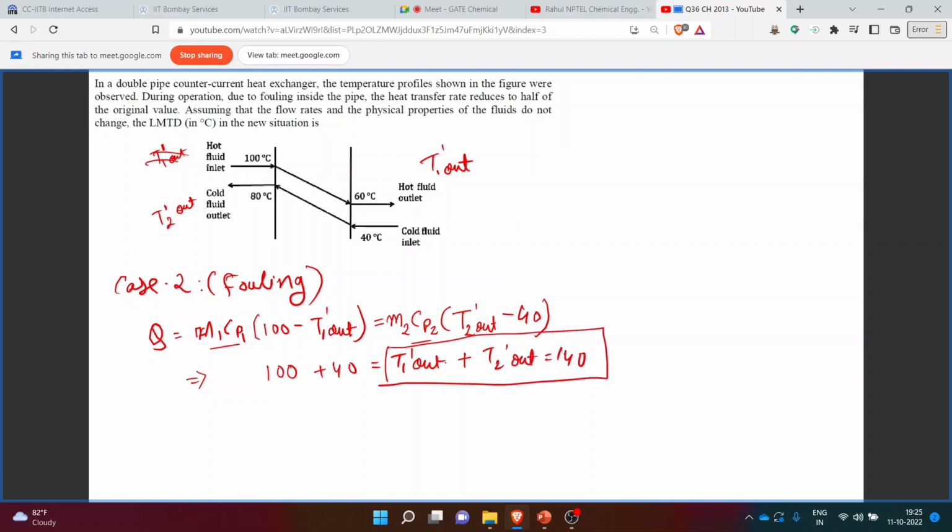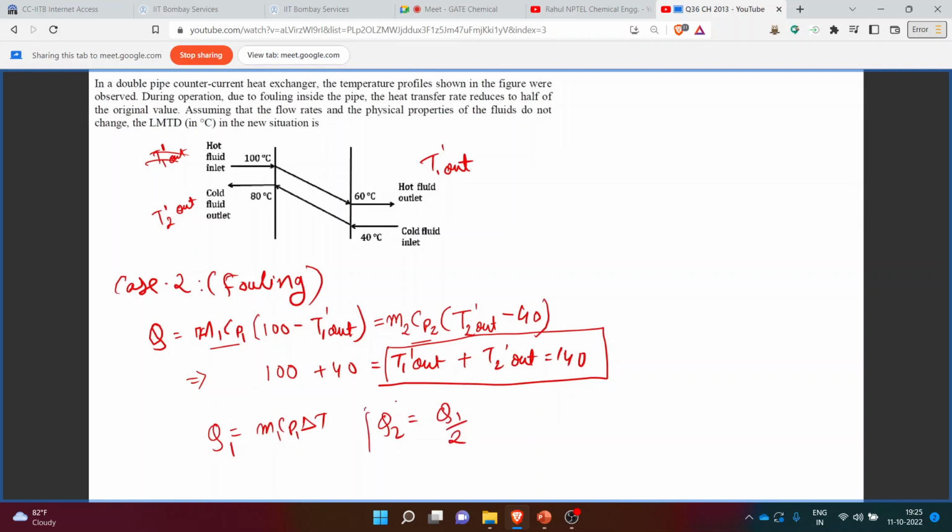Now we have to find the value of either T1 out or T2 out. So we will find the value of T1 out. From the earlier slide we can calculate the value of Q. Q will become m Cp delta T, and for the second case, that is the fouling case, we have Q2 is equal to Q1 upon 2.